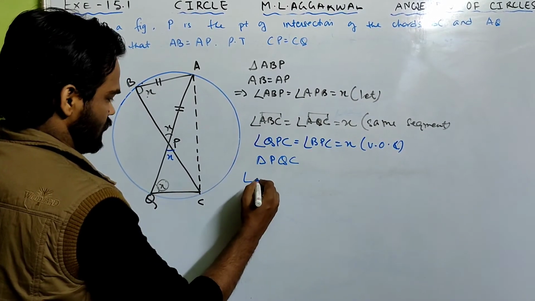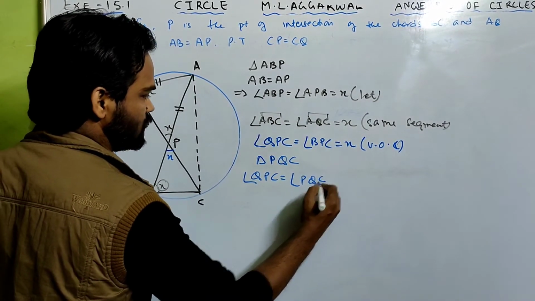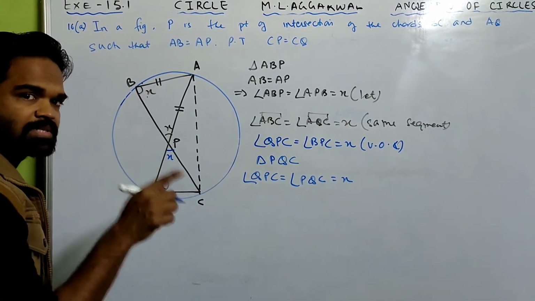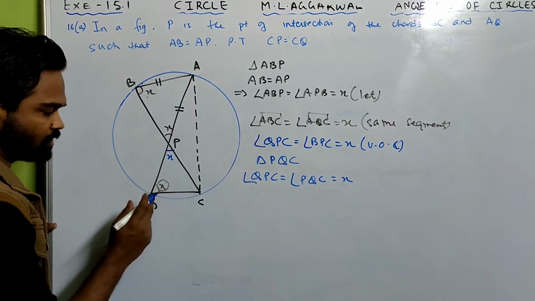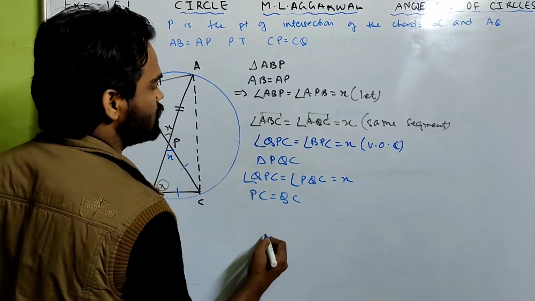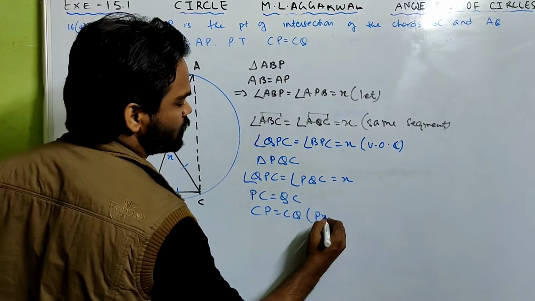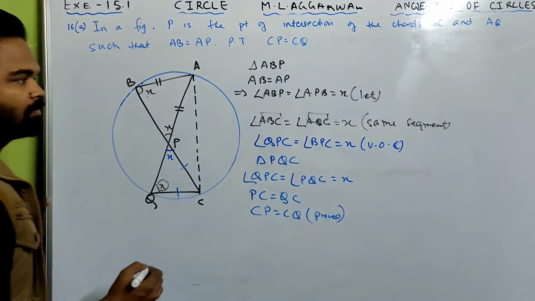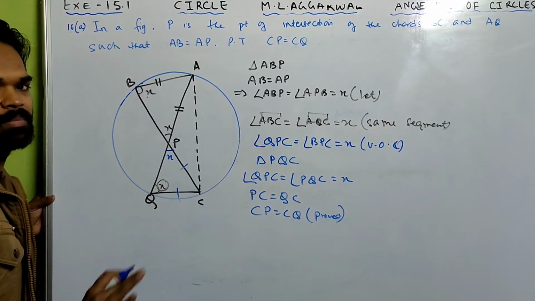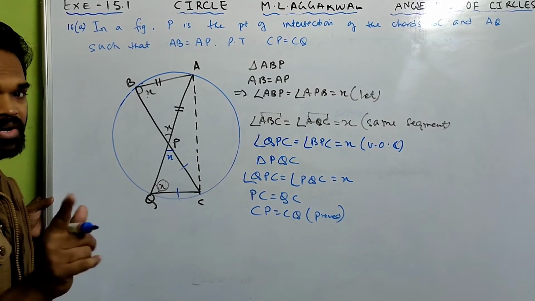Now look at triangle PQC, angle QPC is equal to angle PQC is equal to X. If these two angles are equal, the sides opposite to these angles are equal, which means PC will be equal to QC, which is what? CP equals CQ. Proved. Isn't it? Pretty simple. We just used one property, that angles in the same segment are equal. Clear? Now let us look at the next sum.